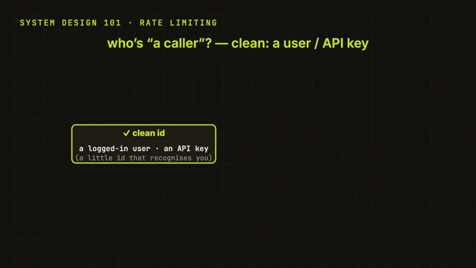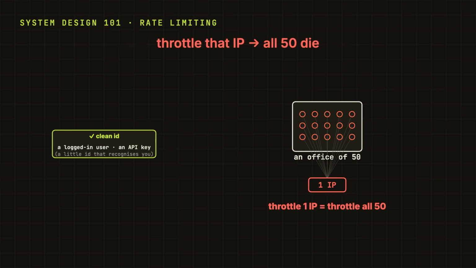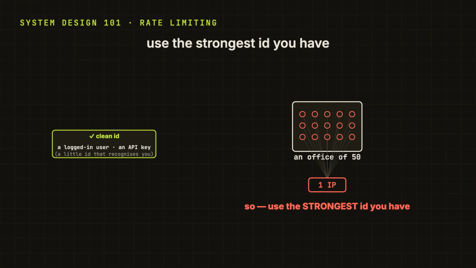Now, one quick thing on who counts as a caller. The clean way is a logged in user or an API key. Just a little ID a service hands your app so it recognizes you. You can also use the IP address, the network address a request comes from. But honestly, that one gets messy because a whole office can sit behind a single IP. So use the strongest identity you have got.